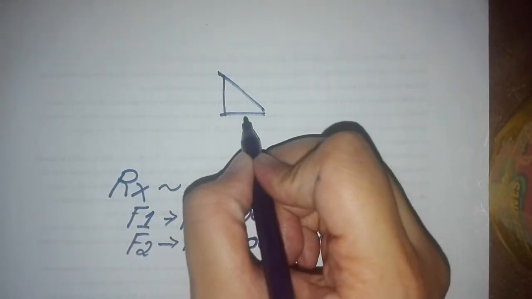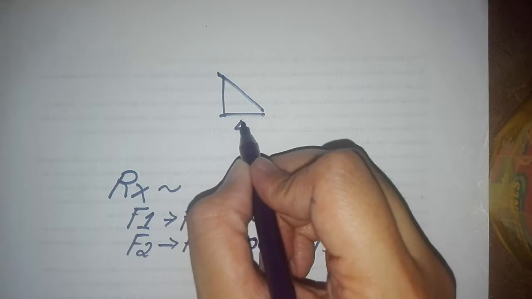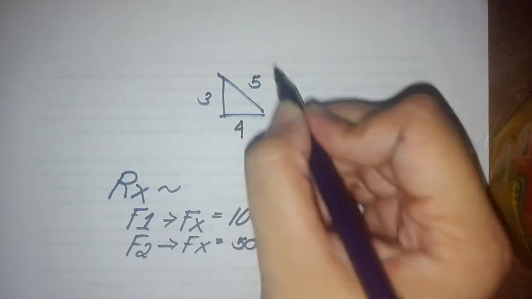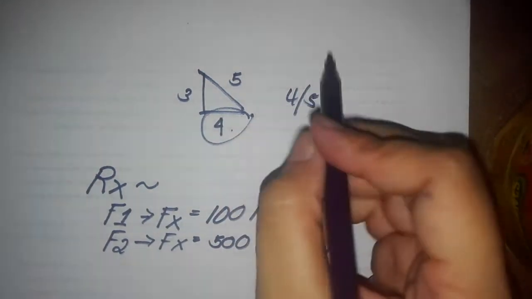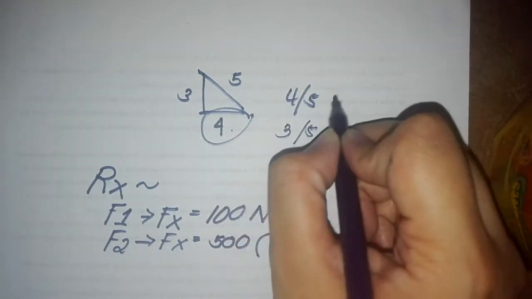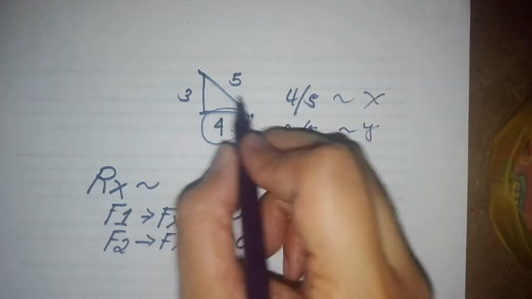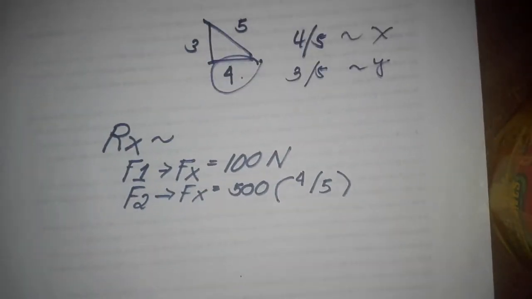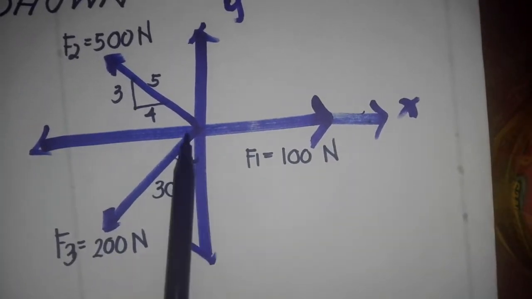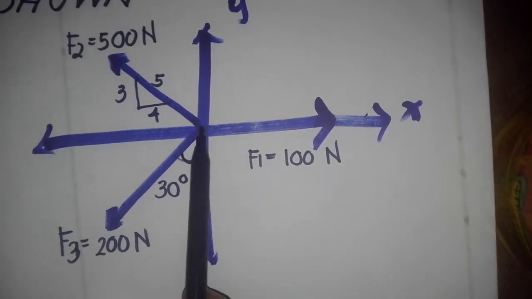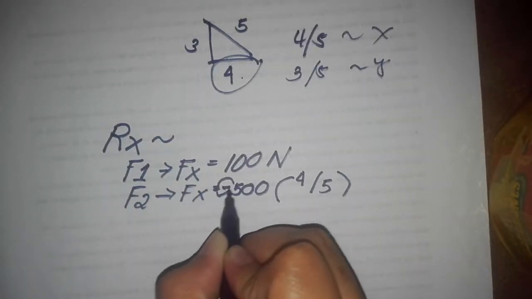Remember that if we have a triangle, for example this figure with 4, 3, and 5, if we need the x component, we can use 4 over 5. And if we need the y component, we can use 3 over 5. Therefore, for x and for y, use these values given. Next, we can see that the x component of this is pointing to the left, therefore the value would be negative.